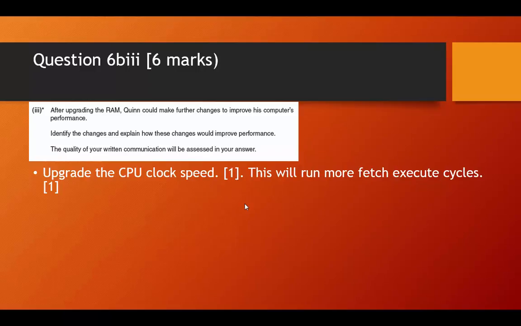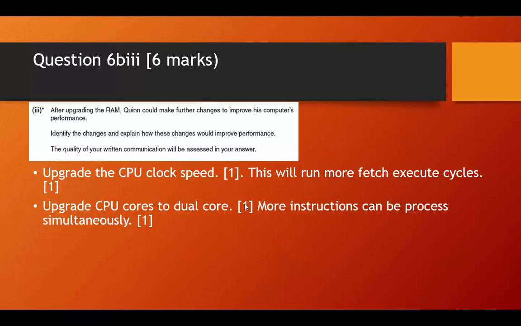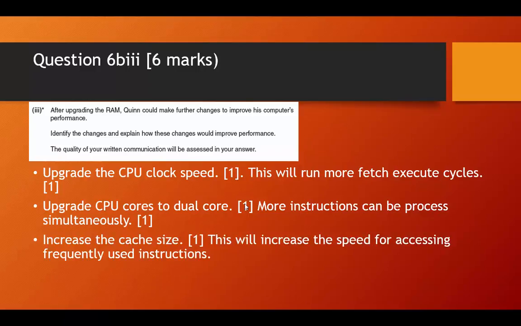It means we can have instructions processed quicker. We could also upgrade the CPU cores, so we can go from dual core to quad core or single core to dual core. To get the second mark, you will say that more instructions can be processed simultaneously. Okay, so you can have multitasking. We can increase the cache size, and this will increase the speed of the frequently used instructions. So bigger cache size means that you can have more things that are frequently used stored in there.